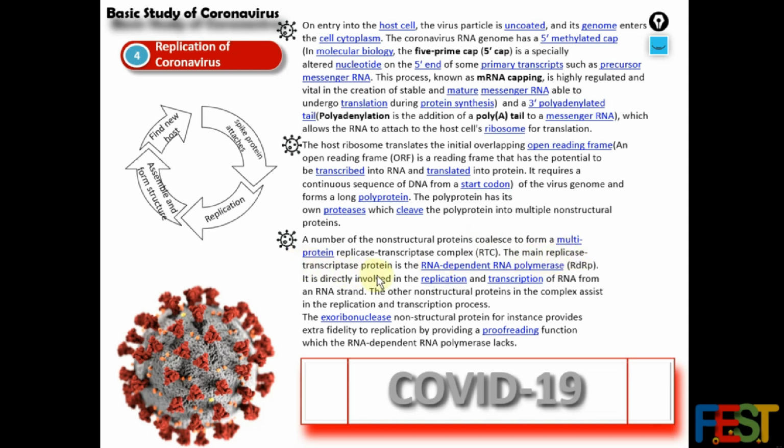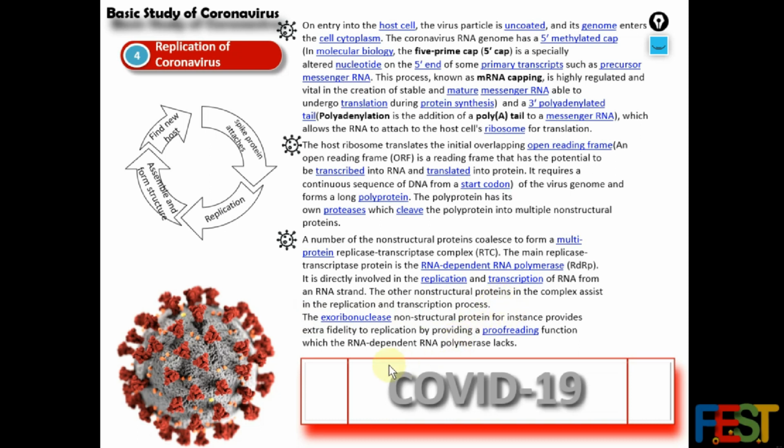The main replicase transcriptase protein is the RNA-dependent RNA polymerase. It is directly involved in replication and transcription of RNA from an RNA strand. Other non-structural proteins in the complex assist in the replication and transcription process.